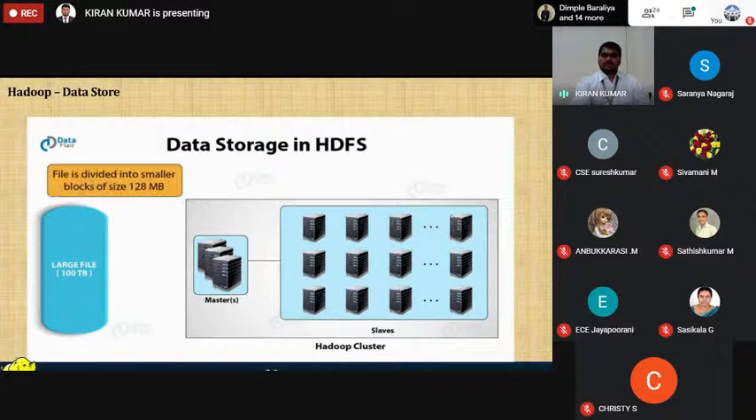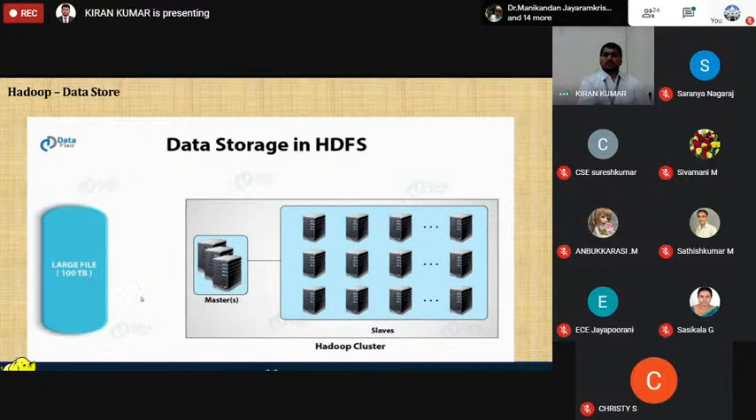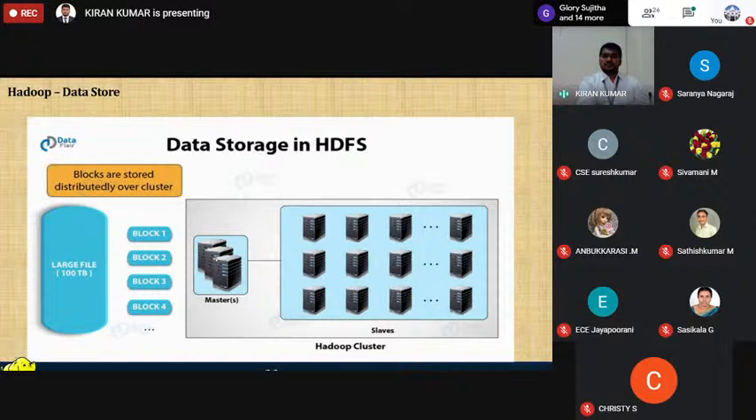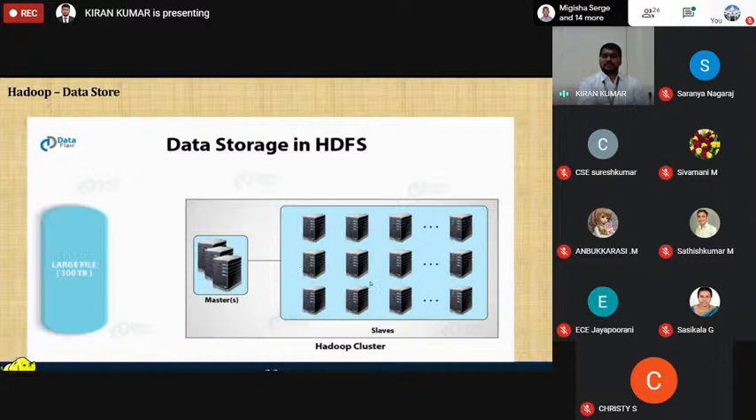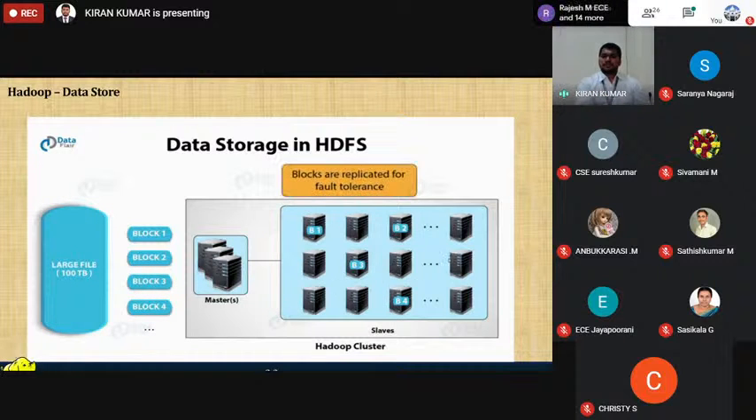So here for the Hadoop data store, I've taken this diagram from Dataflair. This shows how the blocks will be replicated. The large size of data will be broken into blocks. The blocks will be given to the name node, which we call the master, and the master node distributes the data to all the data nodes. The blocks are replicated for fault tolerance. The same block will be replicated here. When this happens, the rack awareness algorithm will automatically run, so that the replication happens perfectly.